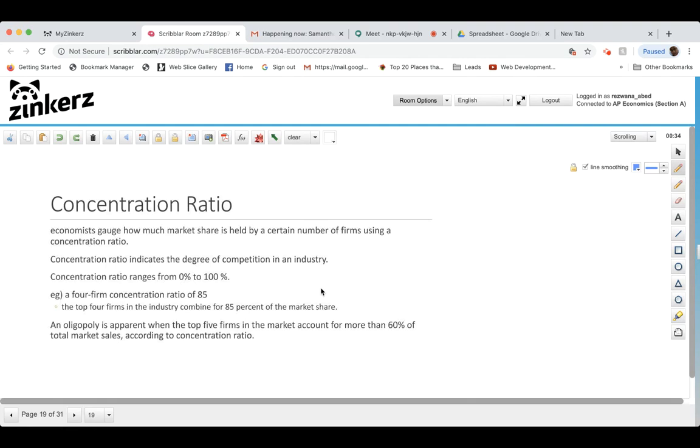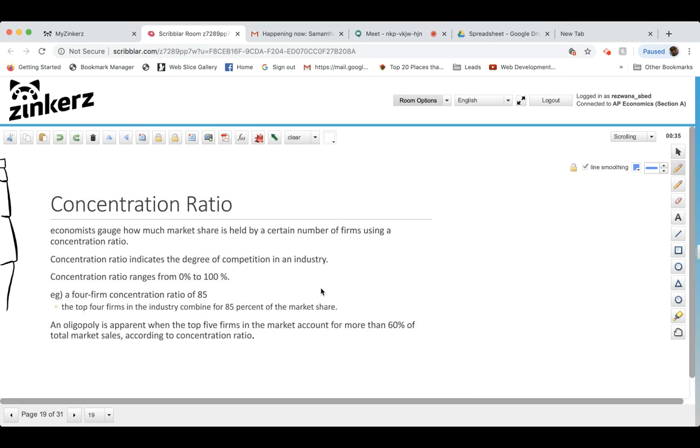Then we talk about something called concentration ratio with oligopolies. Okay, so concentration ratio: economists try to gauge how much market share is held by a certain number of firms using this number. It really indicates the degree of competition in an oligopoly industry. These numbers can range from 0% to 100%.